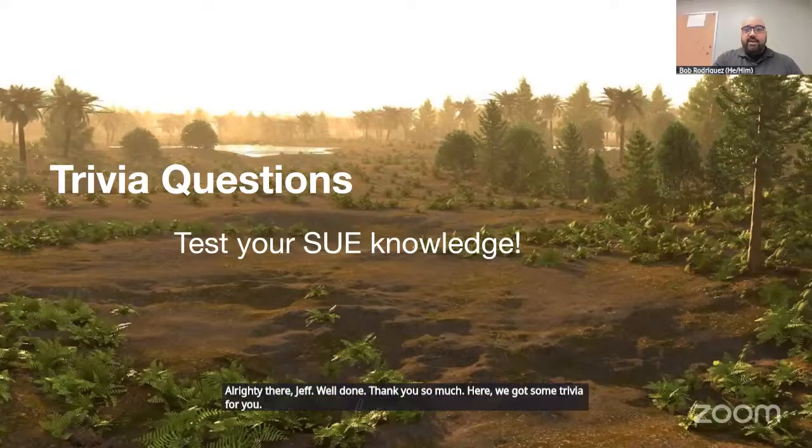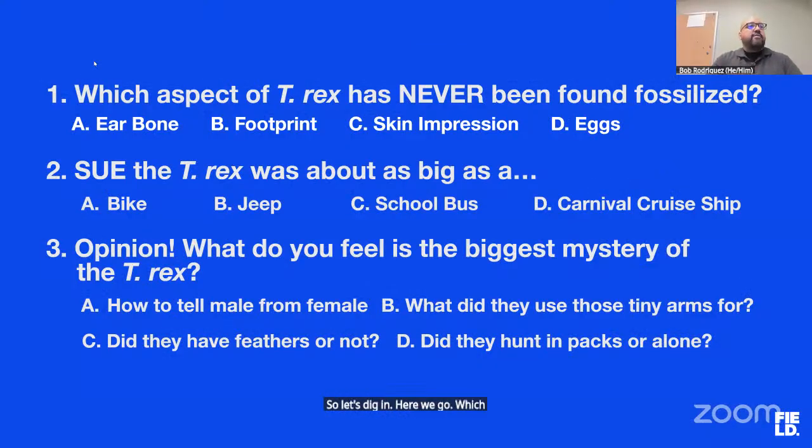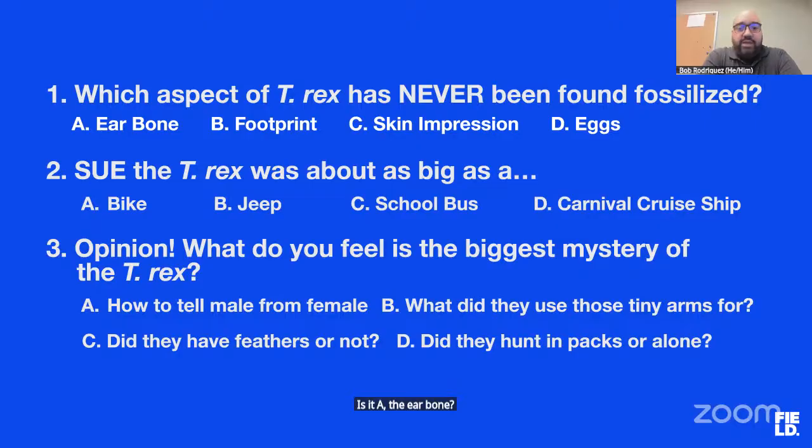So let's dig in. Here we go. Which aspect of T-Rex has never been found fossilized? Is it A, the ear bone? B, the footprint? C, the skin impression? Or D, the eggs? 2. Sue the T-Rex was about as big as a what? A, a bike. B, Jeep. C, school bus. Or D, a Carnival cruise ship.